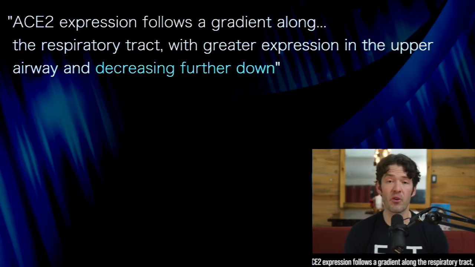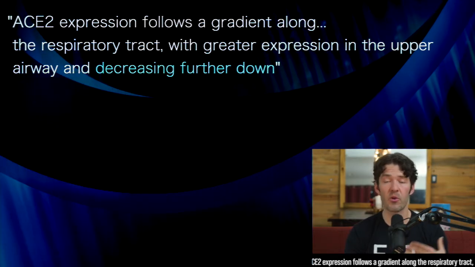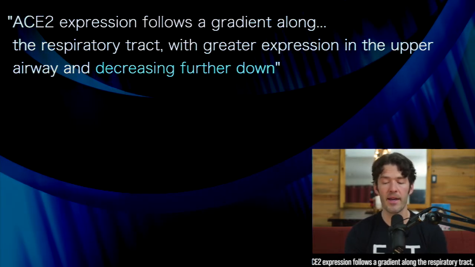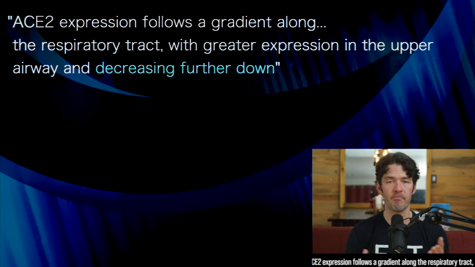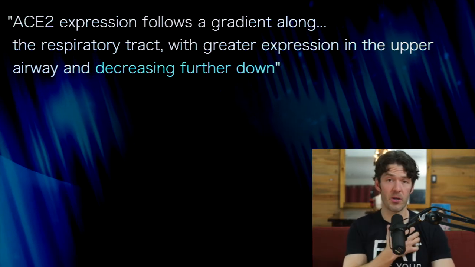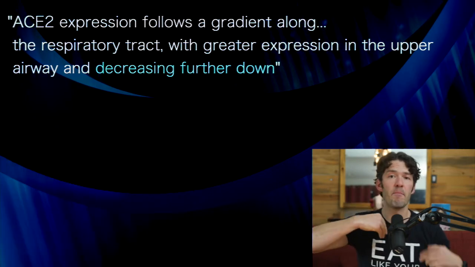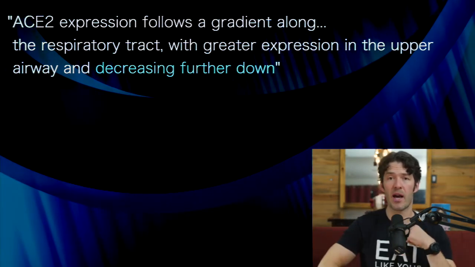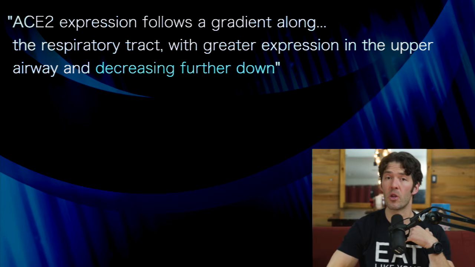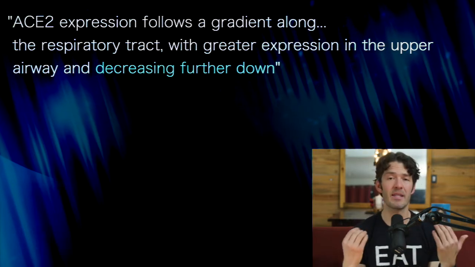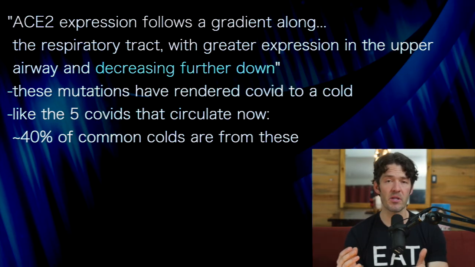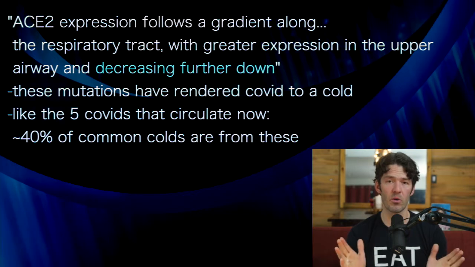ACE2 expression follows a gradient along the respiratory tract, with greater expression in the upper airway and decreasing further down. If you think about it, there are a lot of receptors up here, so it's probably unlikely that the virus is going to get into your airway, miss all of these ACE2 receptors, and go down where they're less prominent in the lower airway. So again, what this means is these mutations have rendered SARS-CoV-2 to a cold.